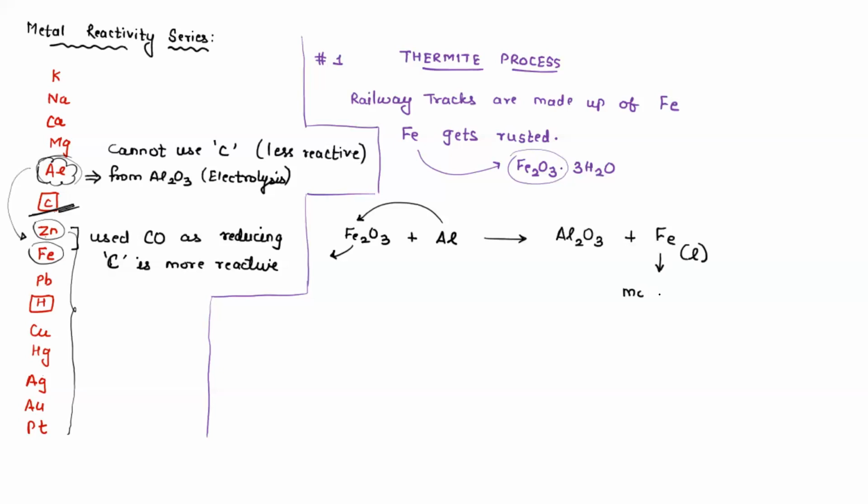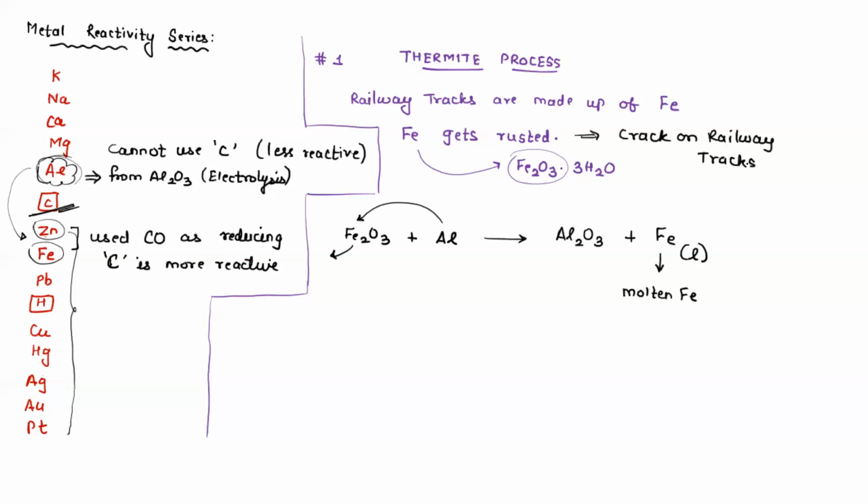Now this molten Fe: if the iron melts, what is the basic thing about melting? Can I say whenever a thing gets melted, it expands? Correct. So the molten iron expands, and because of that expansion, the crack gets filled. See, when the iron gets rusted, there is a crack on the railway tracks. Now the crack, the gap, needs to be filled up.